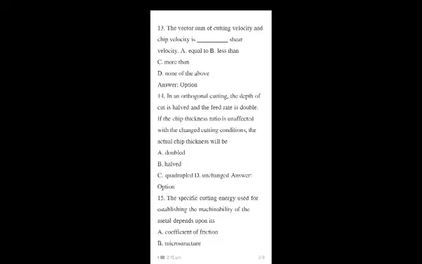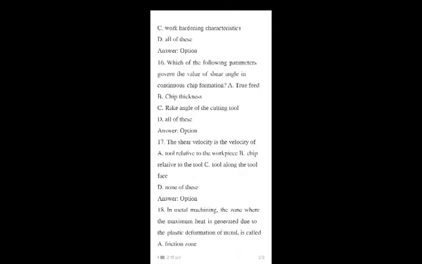Next question, in an orthogonal cutting, the depth of cut is halved and the feed rate is doubled. If the chip thickness ratio is unaffected with the changed cutting condition, the actual chip thickness will be doubled. 15th question, the specific cutting energy used for establishing the machinability of the metal depends upon all these three factors. Okay, option D is correct. Which of the following parameters govern the value of shear angle in continuous chip formation? So here also all of these, option D is there for question number 16.